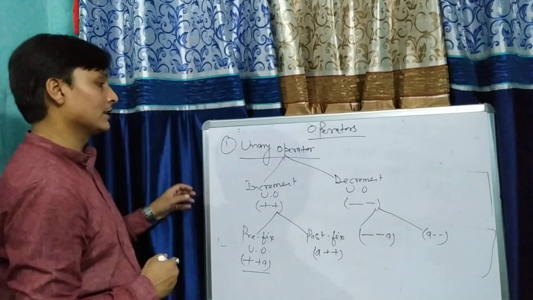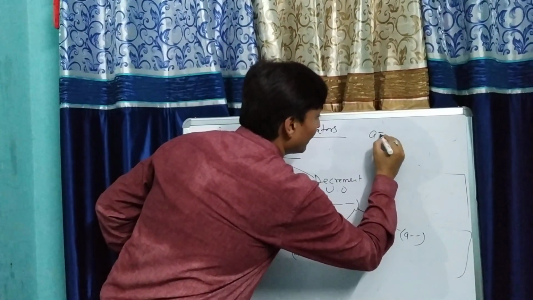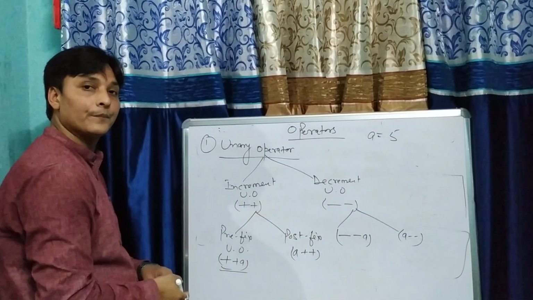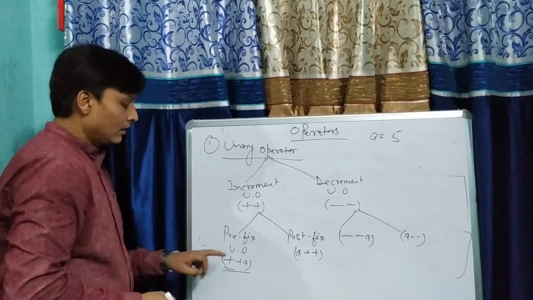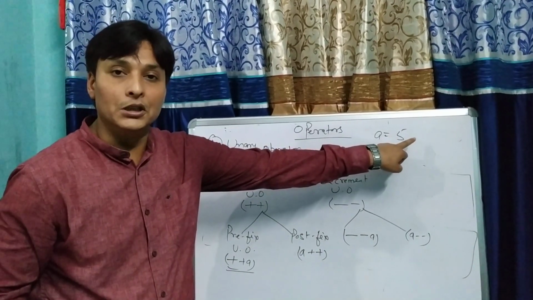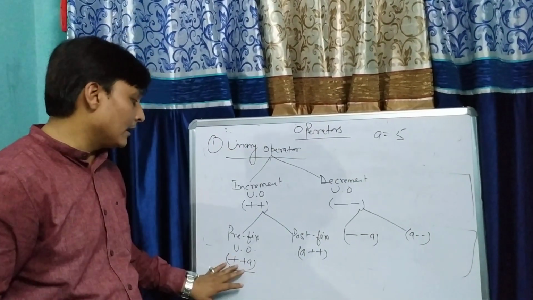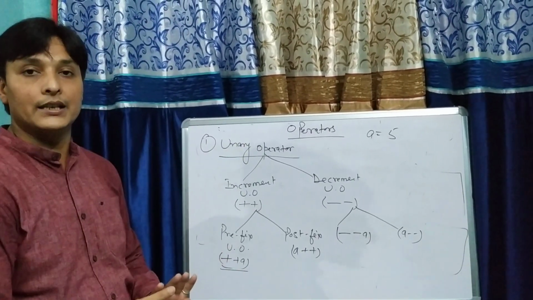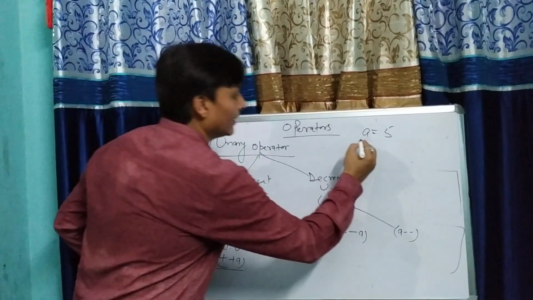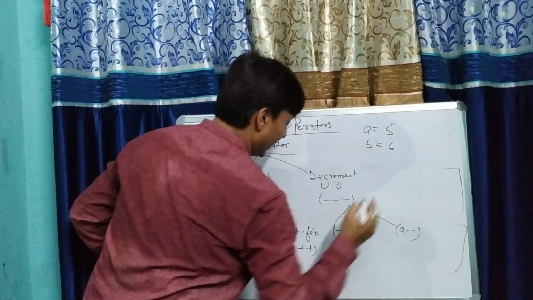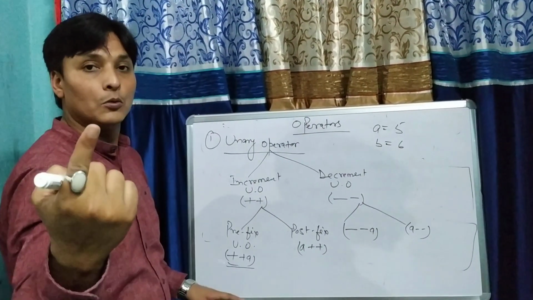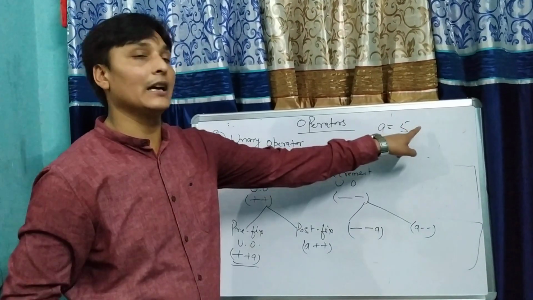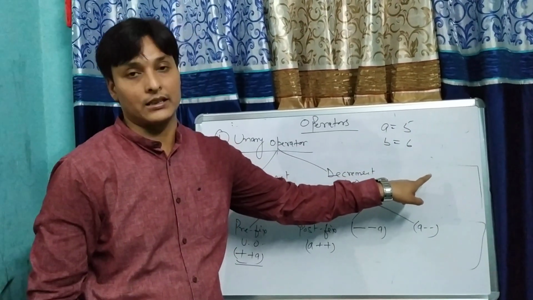Let's take an example. Suppose I have given the value of a equal to 5 and I am using plus plus a. Pay attention everyone. Plus plus a means prefix increment unary operator. So directly the value of b will be 6, because it will be increased by 1 first. Plus plus means 1, and 1 plus 5 is equal to 6.